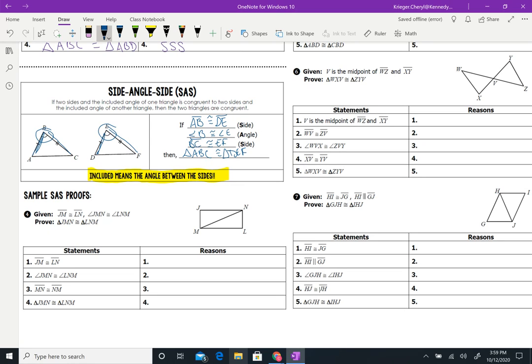Here they give us JM is congruent to LN. So JM is congruent to LN. That's given. They give us angle JMN, so that's this one here, is congruent to angle LNM. We're trying to prove that the triangles are congruent. So 1 and 2 are given.